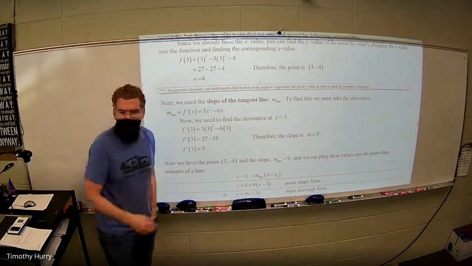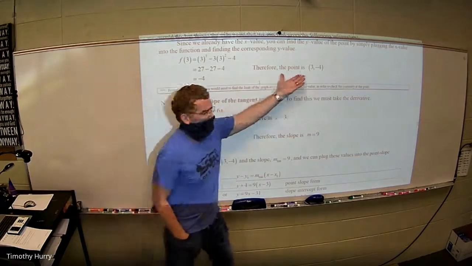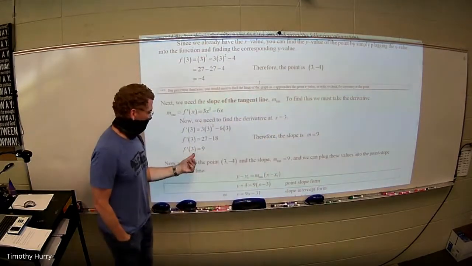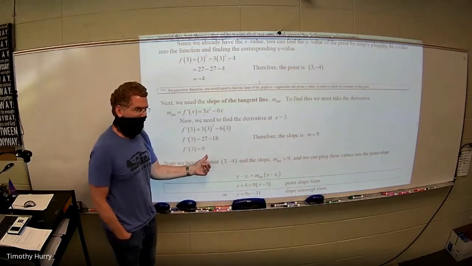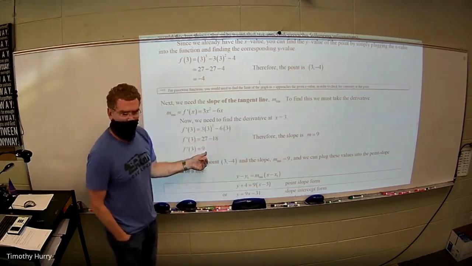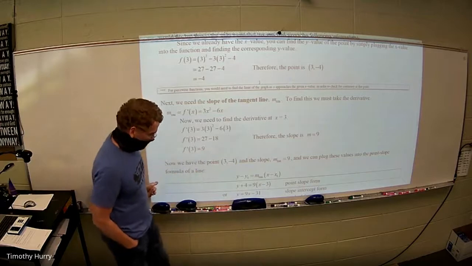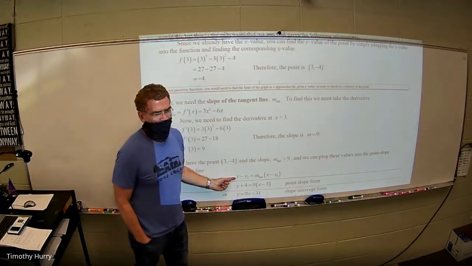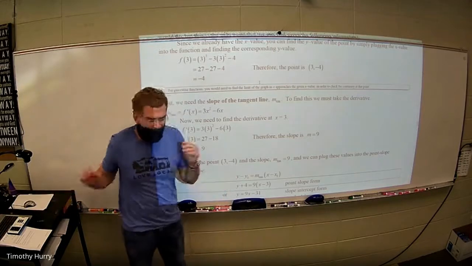Well, now what do you have? You have a point from plugging the 3 in the function. You have a slope from plugging the 3 into the derivative you found. And once you have point and slope, what do you use? Point slope formula. And guys, don't simplify the point slope formula unless you have to.